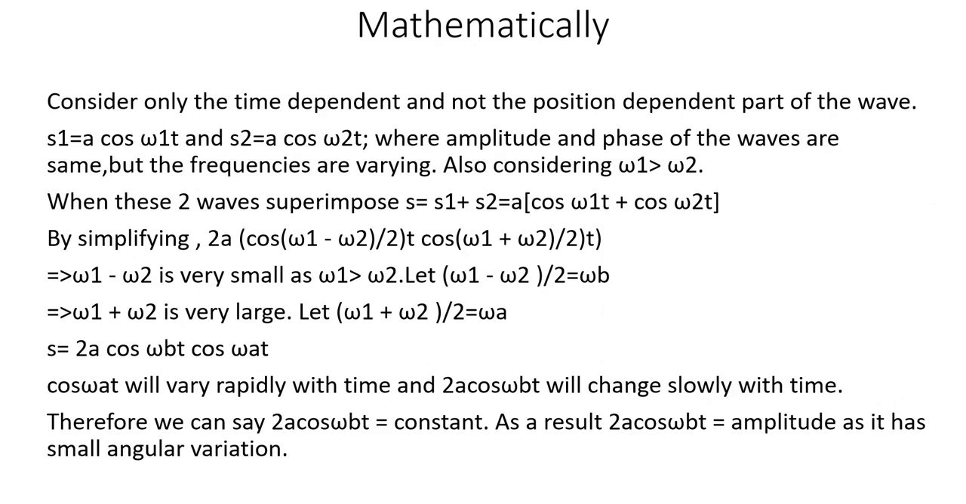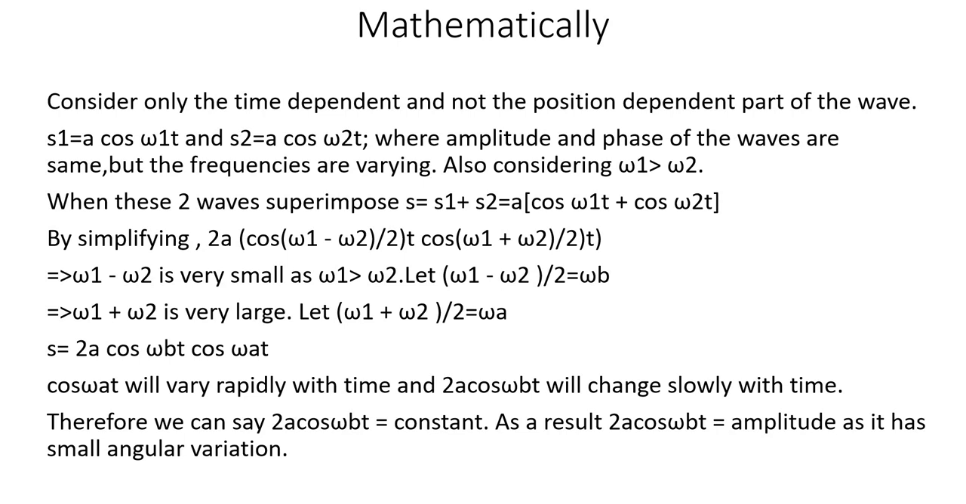So now we will discuss the mathematical expression for beats. We are considering only the time dependent part of the wave, and we are not bothered about the position dependent part. The first wave we take as a cos omega 1 t, and the second wave as a cos omega 2 t. Both have the same amplitude a and different frequencies omega 1 and omega 2, and we are assuming that omega 1 is greater than omega 2. Vice versa also you can consider; accordingly you will get the expression.